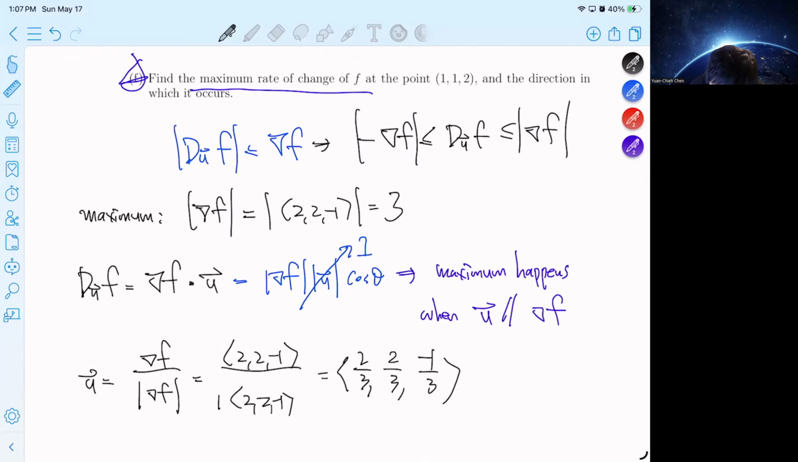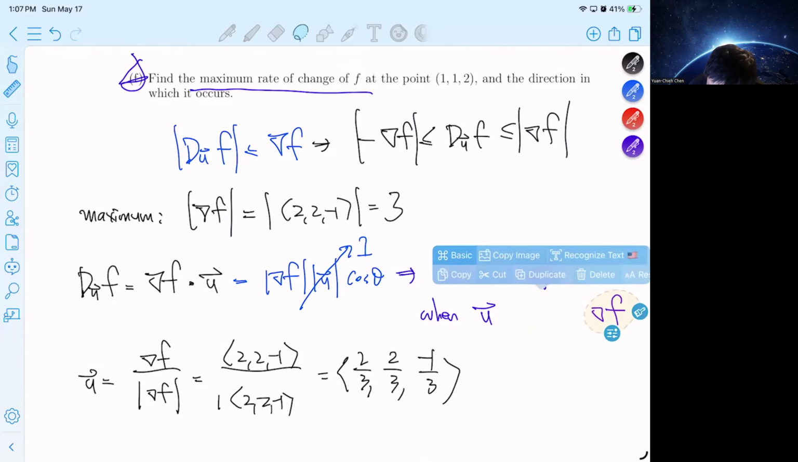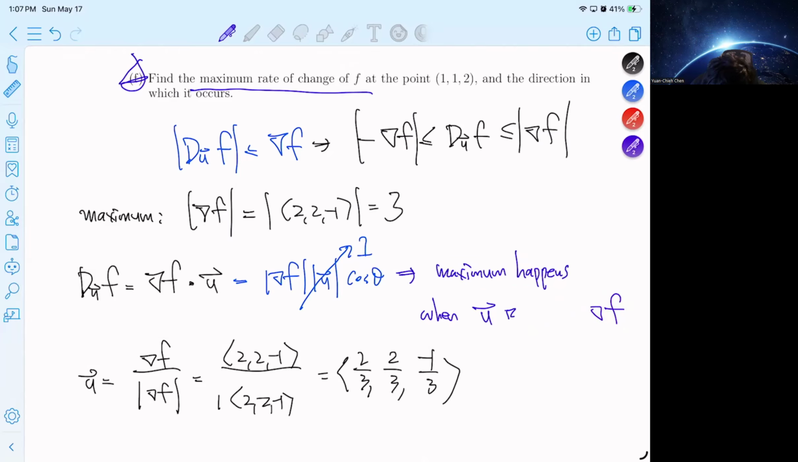Maybe I shouldn't write parallel, because parallel means that it can be another direction. It's the same direction. I think that's one thing we didn't cover that much, but remember this: the maximum rate of change, or directional derivative along any direction, is the magnitude of the gradient. And when the maximum happens, it is in the direction of the gradient.